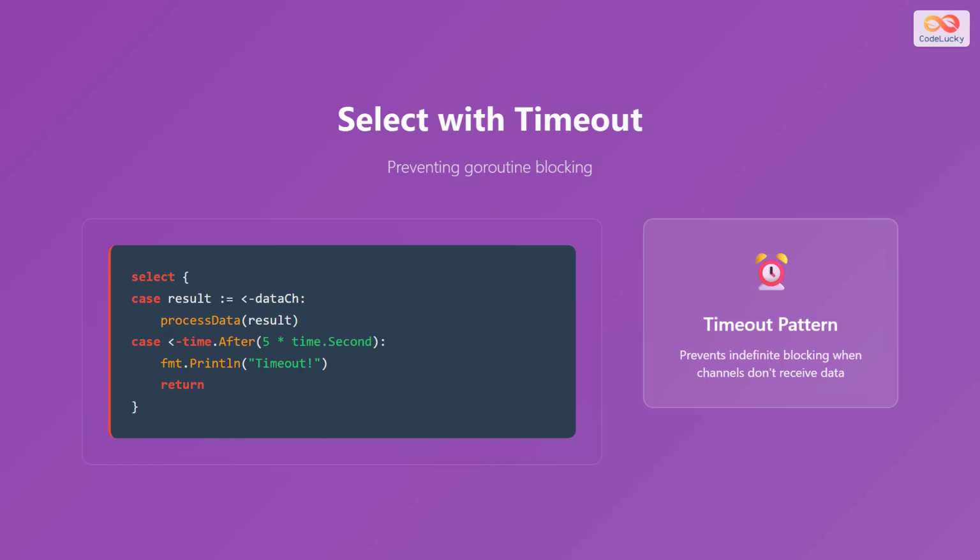If data is received, it's assigned to the result variable, and the processData function is called to handle the result. The second case uses time.After, specifying a duration of 5 * time.Second. If no data is received from dataChannel within 5 seconds, this case executes. In this case, a timeout message is printed, and the function returns, preventing indefinite blocking. This timeout pattern is essential for building robust concurrent systems where unresponsive channels shouldn't halt the entire process.